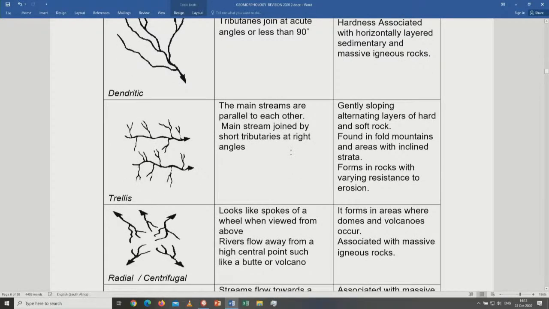And then the second one is trellis. The main streams are parallel to each other. The main stream is joined by short tributaries at a right angle. And then in terms of underlying rock, they are found in gently sloping, alternating layers of hard and soft rock. That's where we get them. And also they are common in the folded mountains, the trellis.